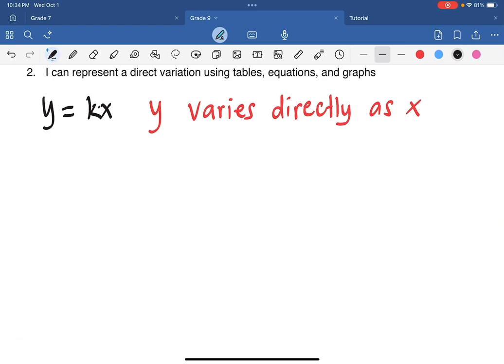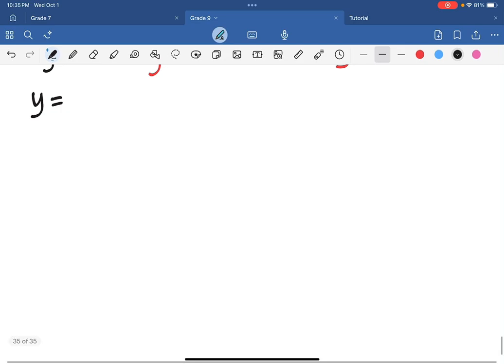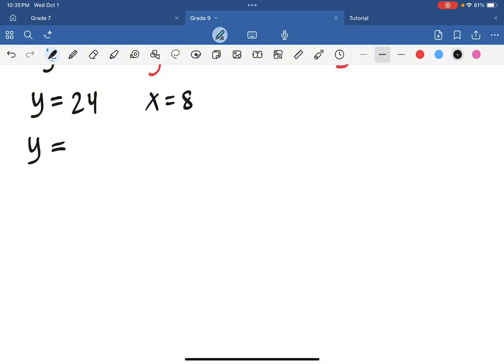y and x. Now, assume that the value of y is 24 and the value of x is 8. So all you need to do is to follow the form of the equation, again, which is y varies directly as x. All you need to do is to substitute the values. So we have here y is 24 and x is 8. So with this, we could just write 24 equals k times 8.